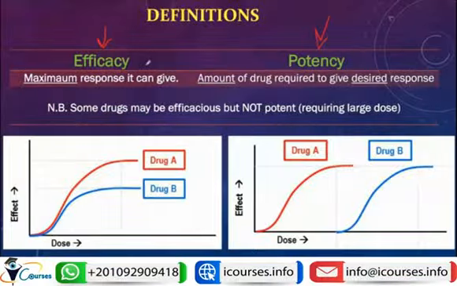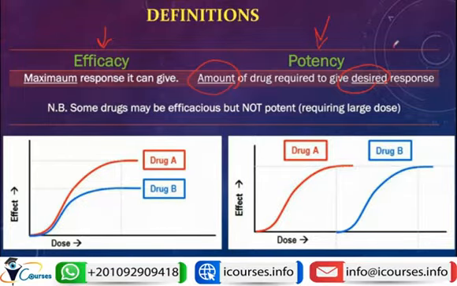So for example, a drug can give a very high response but be less potent, because in order to give it we need to give a high amount of the drug. So we can say that potency means the smallest amount of the drug that is required in order to give the desired response.